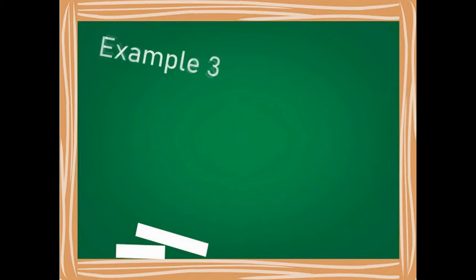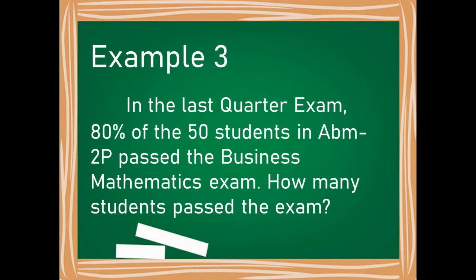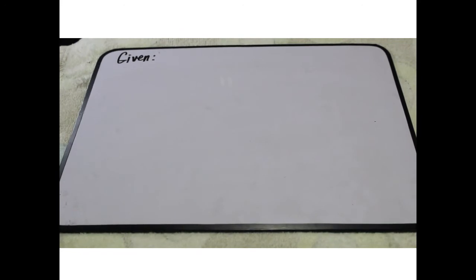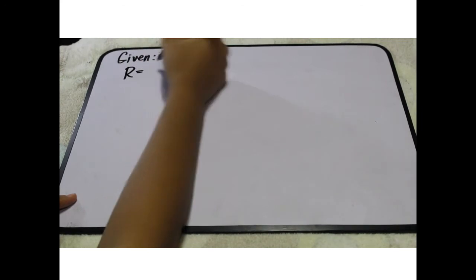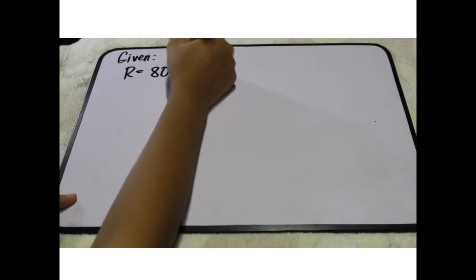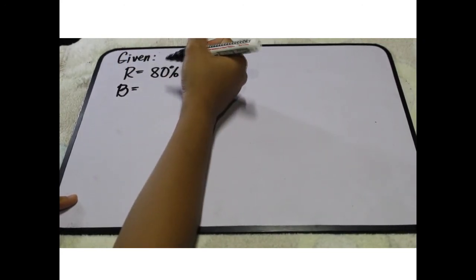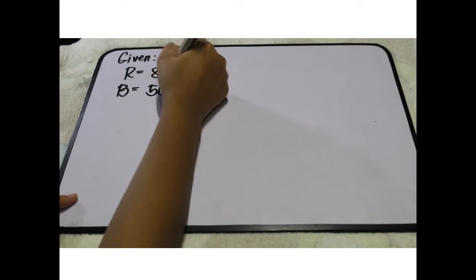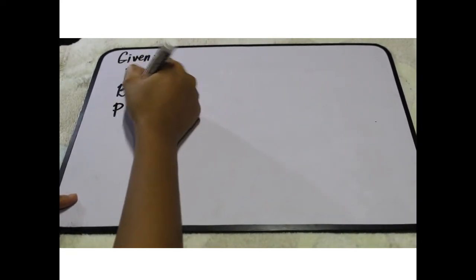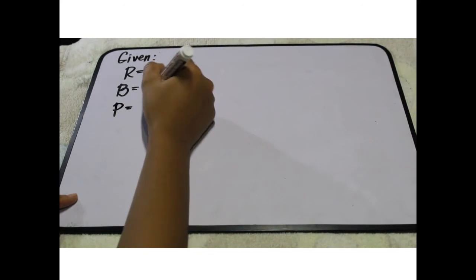For our example number 3, in the last quarter exam, 80% of the 50 students in ABM-2P passed the Business Mathematics exam. How many students passed the exam? For our problem number 3, we need first to write our given. For the first given, we have the rate, which is 80%. The next one is the base, since 50 students took the Business Mathematics exam. And then, percentage is the number that is being asked in our problem.